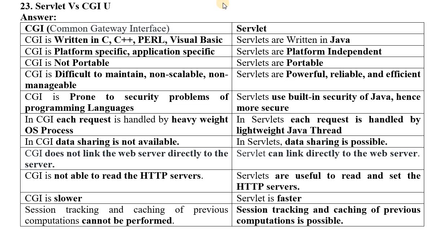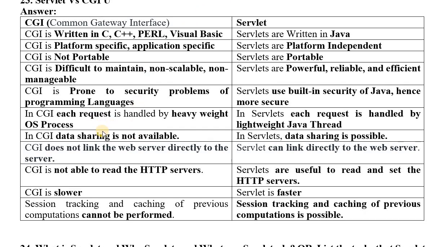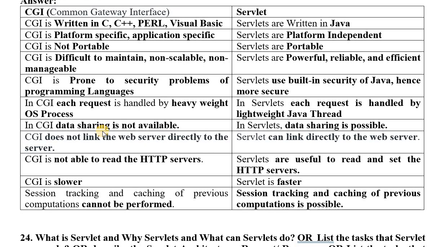Now, with respect to CGI, when you are using different programming languages, whatever the security issues of those programming languages, CGI is prone to them. Whereas for servlets, because they are written in Java, you have the built-in security of Java, and hence servlets are more secure as compared to CGI. Now, as I discussed this point earlier also, in CGI, every request is handled by a heavyweight OS process, whereas in servlets, it is handled by a lightweight thread. In case of CGI, data sharing is not possible. Here, data sharing is possible in servlets.